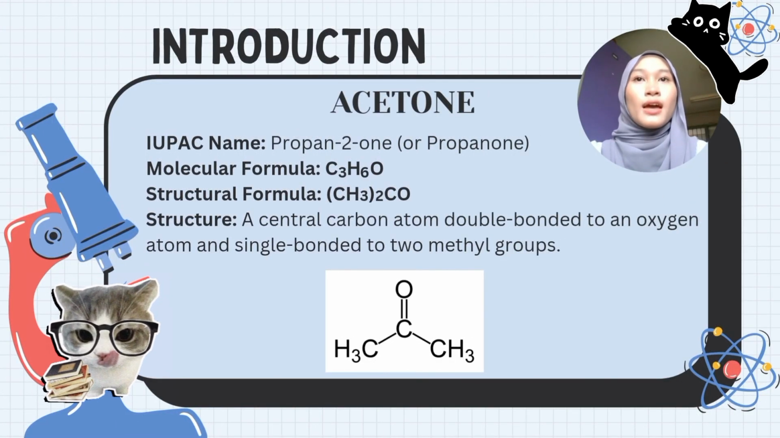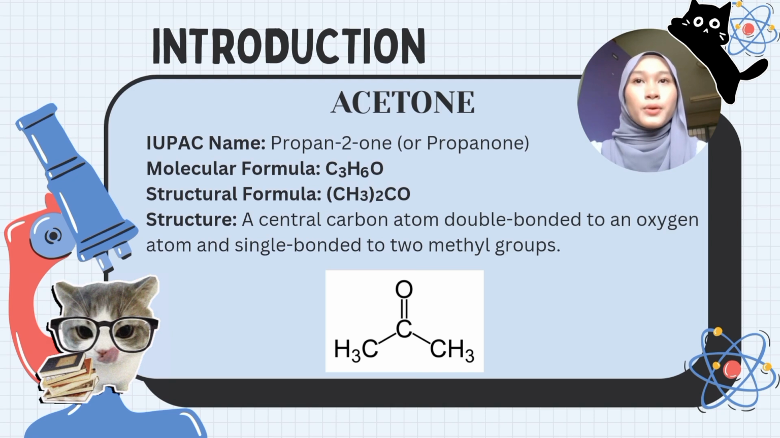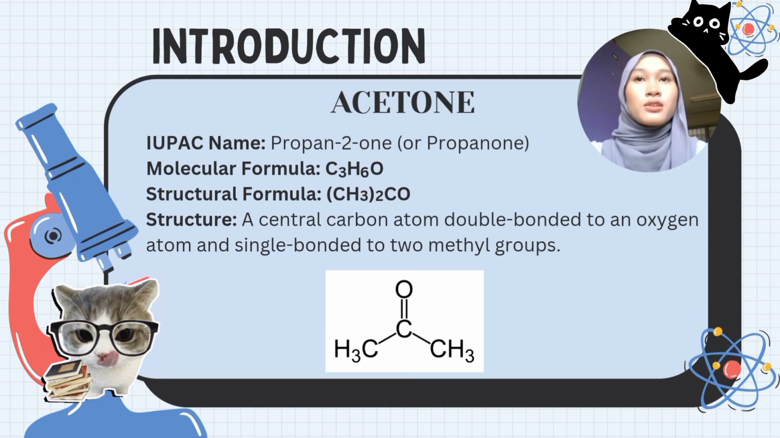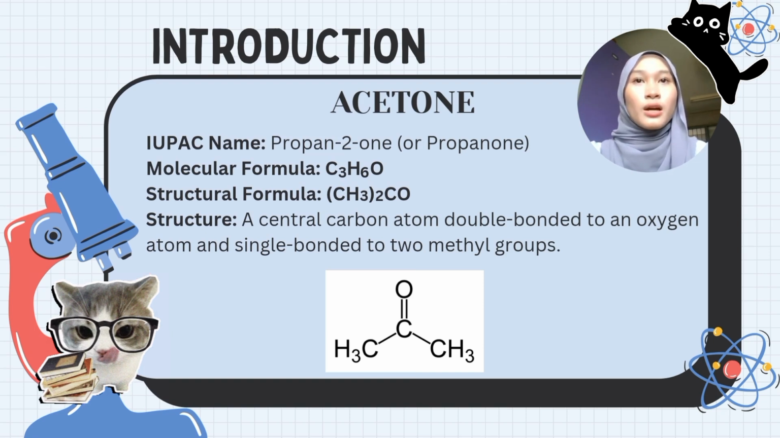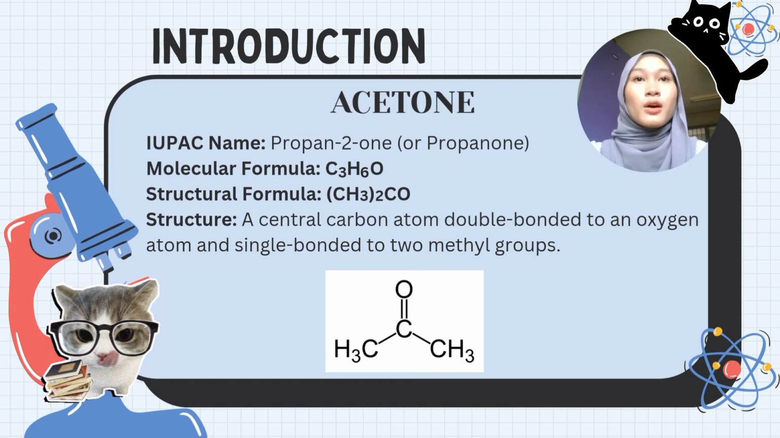Acetone, also known as propanone or propan-2-one, has the molecular formula C3H6O and the structural formula (CH3)2CO. The structure has a central carbon atom double bonded to an oxygen atom and single bonded to two methyl groups.